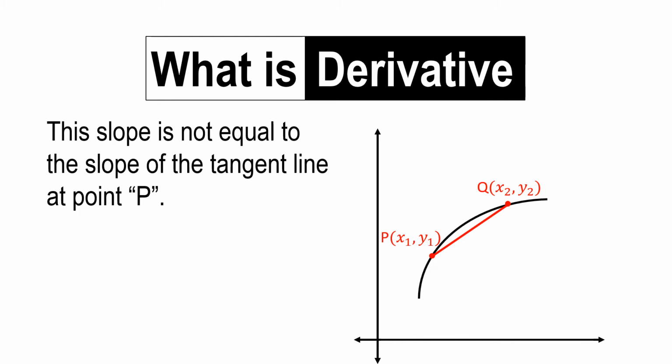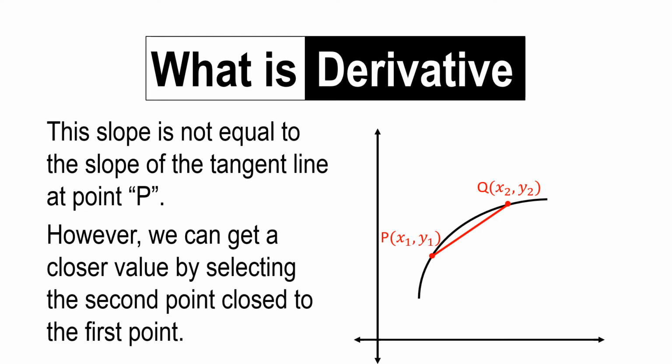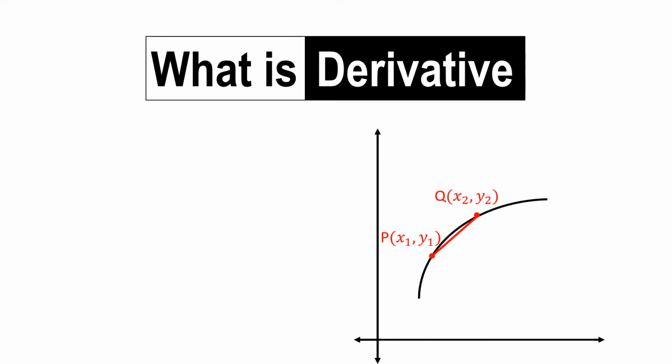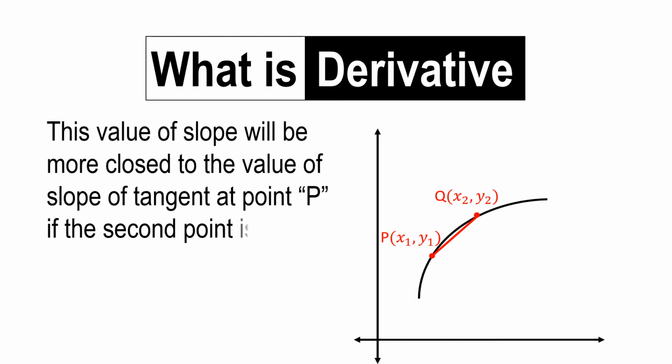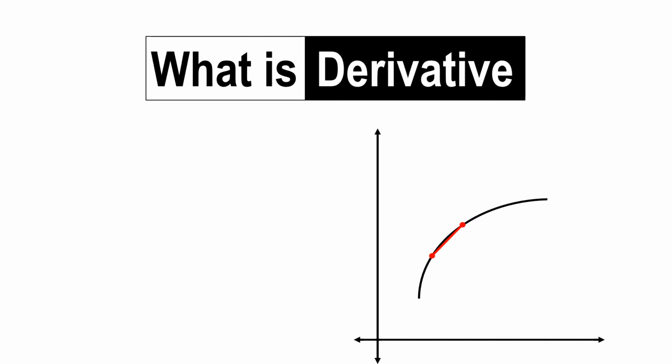This slope is not equal to the slope of the tangent line at point P. However, we can get a closer value by selecting the second point close to the first point. This value of slope will be closer to the value of slope of tangent at point P if the second point is closer to the first point.